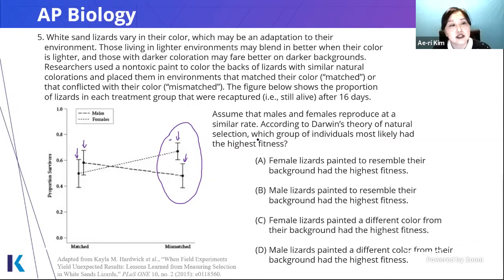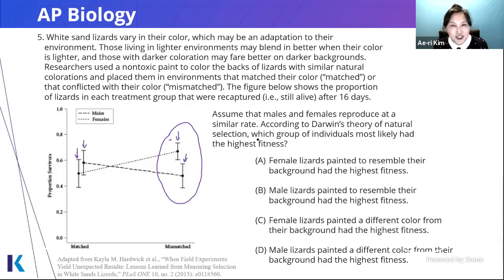So sand lizards vary in their color, which is an adaptation. Those living in lighter environments blend better, and darker colorations are better in darker ones. Makes sense, right? If you can't spot the lizard, nothing's going to eat it. Researchers then used some paint to color the backs, and they either made them match their background or mismatch their background. Oh, so they deliberately place them in a way that they can control for matching versus mismatching. And then they found them again, the ones that were still alive after 16 days.